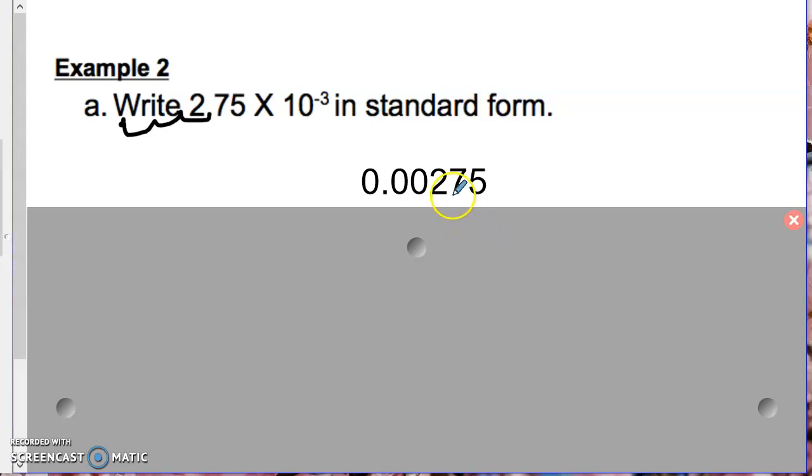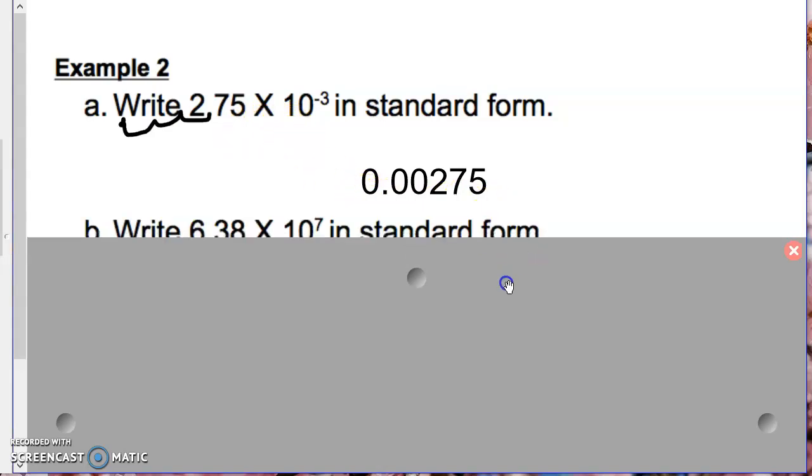So again, the decimal started here. I moved it 1, 2, 3 places, and then I fill in 0.00275. That would be this number in scientific notation written in standard form.